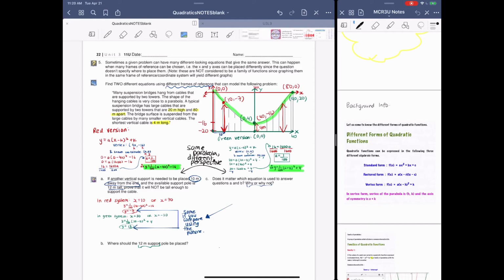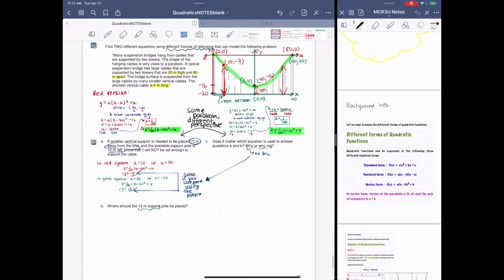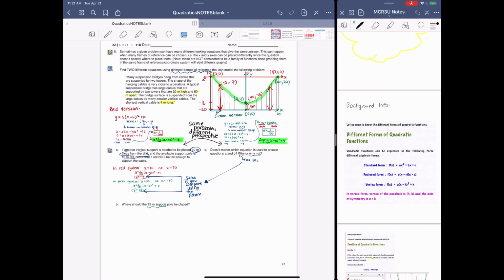We're dealing with the same thing. It doesn't matter which equation is used to answer questions in A and B. So not really, no, because we are really dealing with the same problem, just a different perspective, but you just have to do one more step of understanding.